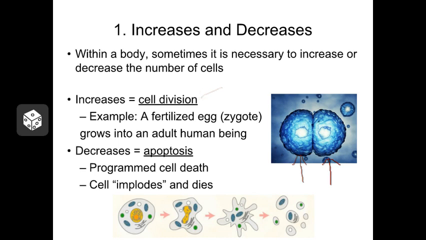Single-celled organisms such as paramecia and bacteria use this to increase the number of cells in their populations. Multicellular organisms use cell division as well. This is useful in healing a wound, for instance, or in growing our bodies.